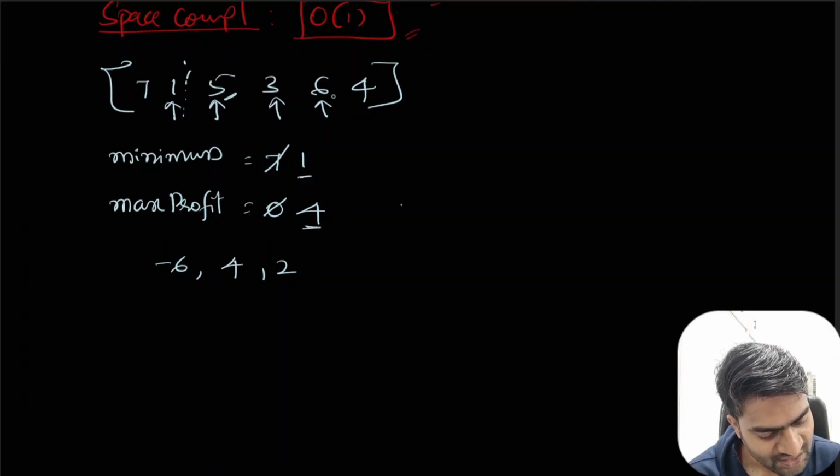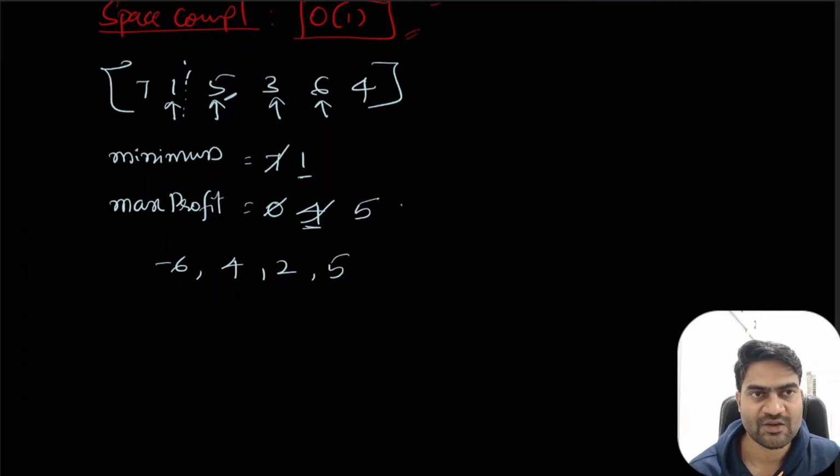Okay. Now if I sell it at 6, then my profit will be 5. Since 5 is greater than the current max profit, which is 4, I will update max profit to 5. But this 6 is not less than 1, so the minimum value won't get updated. Next, go to the next value.